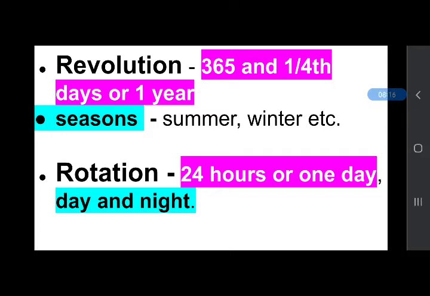And rotation takes 24 hours or 1 day to complete, and rotation causes day and night. Earth takes 24 hours or 1 day to complete one rotation. So we get day and night because of Earth's rotation, and we get seasons because of Earth's revolution.